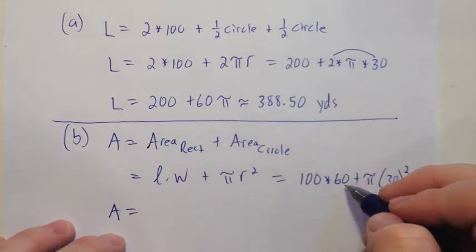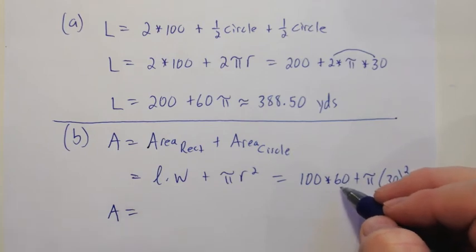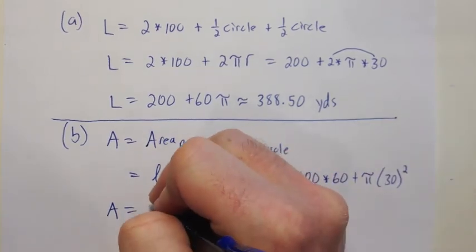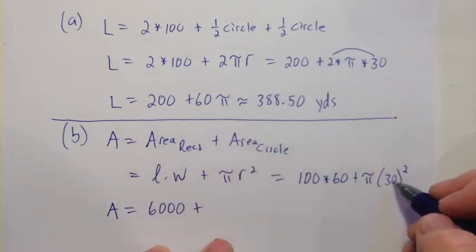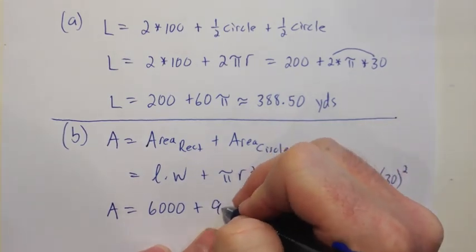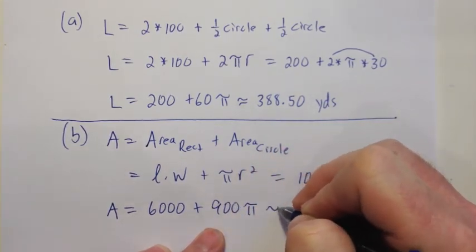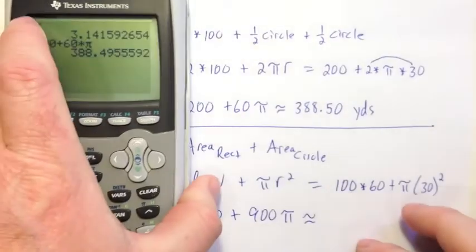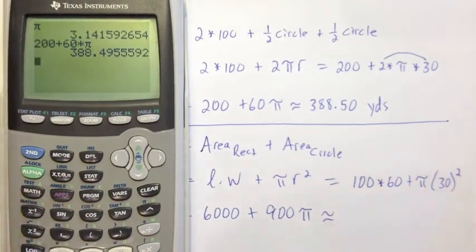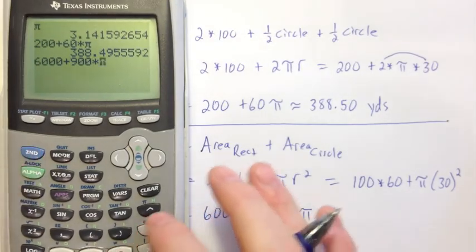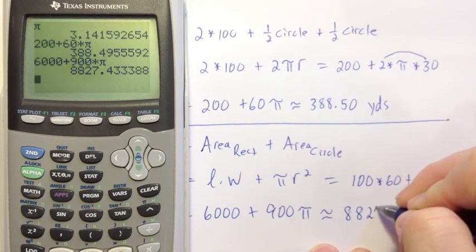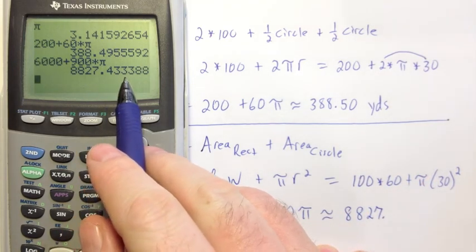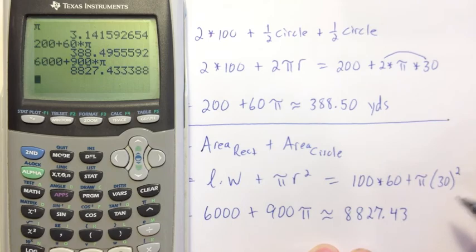So the area of the rectangle, 100 times 60, so let's see, 6 times the 1 would be 6, and then 3 zeros, so that'll be 6,000, plus 3 squared would be 9, so 30 squared would be 900 times pi. And then at this point I'll go to the calculator and get an approximation, which is what they want from me. So let's see, 6,000 plus 900 times pi. And I get 8,827.43, and that's followed by a 3, so it would round down to the 0.43.